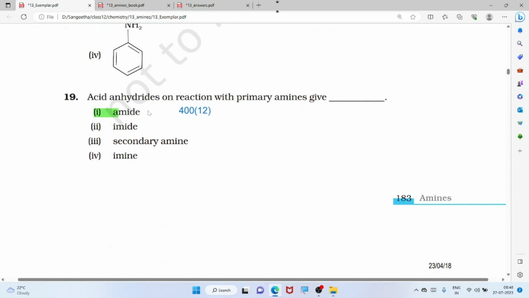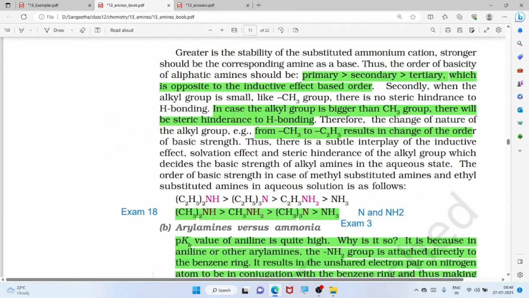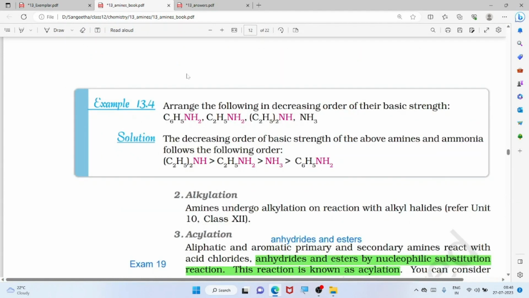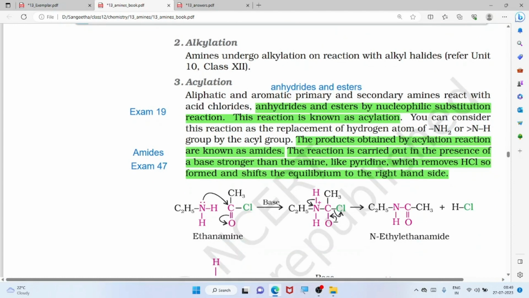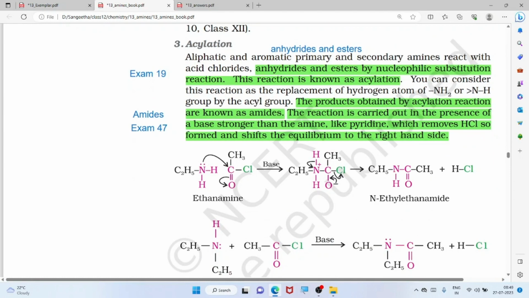Acid anhydrides reaction with primary amines gives amide. Okay, anhydride, the acylation reaction with anhydrides. Okay, you can go through this reaction.